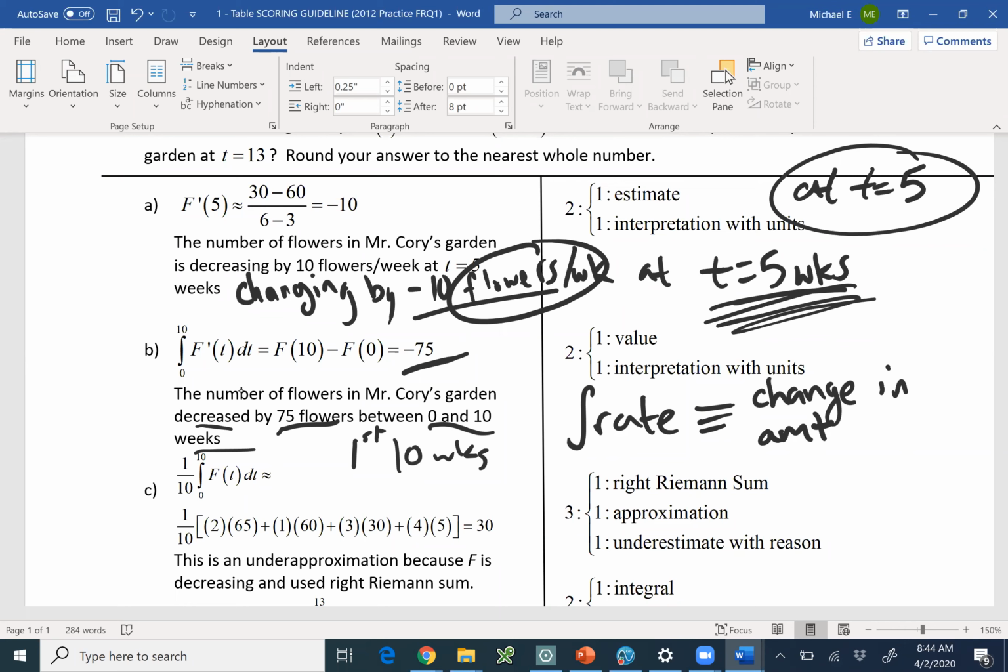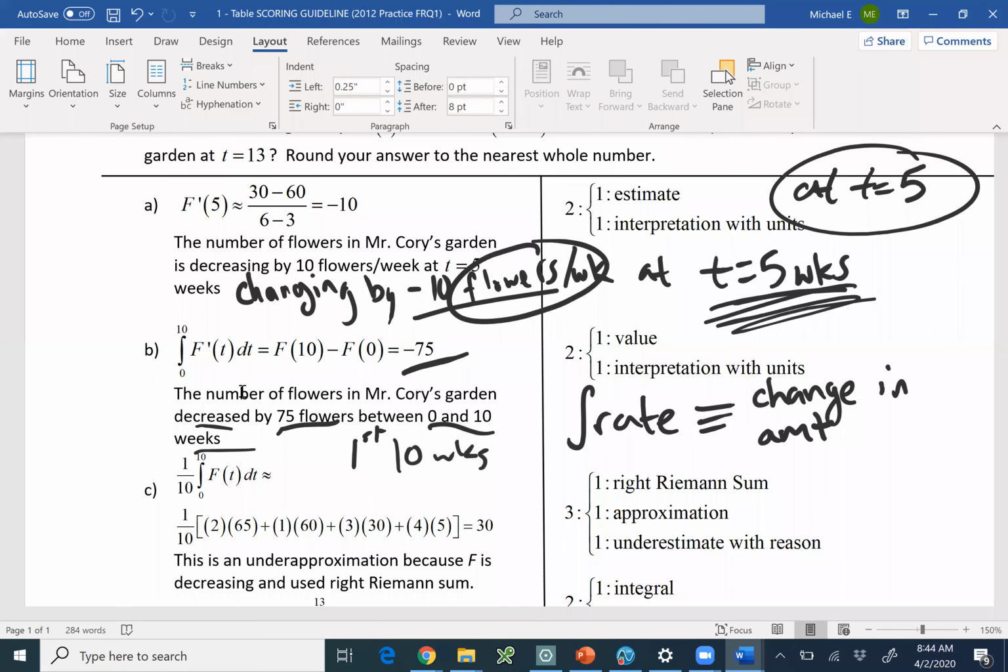Yeah. When I wrote my explanation or interpretation, I did it in terms of the problem. So I wrote that the integral describes the amount of flowers Corey has lost in his garden from time t equals 0 to time t equals 10 weeks. Would that be okay, or do I need to have the change?